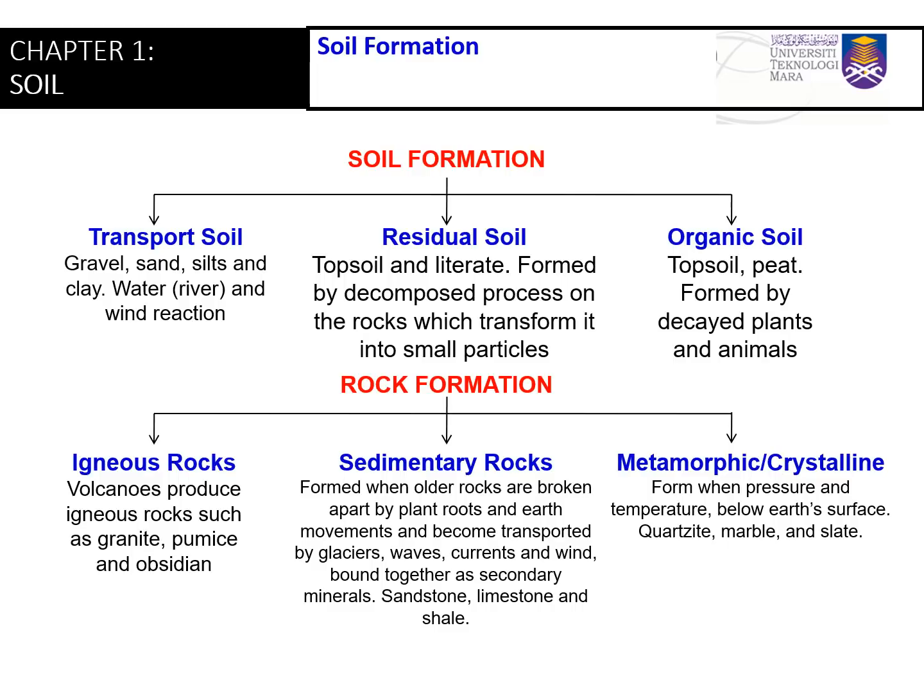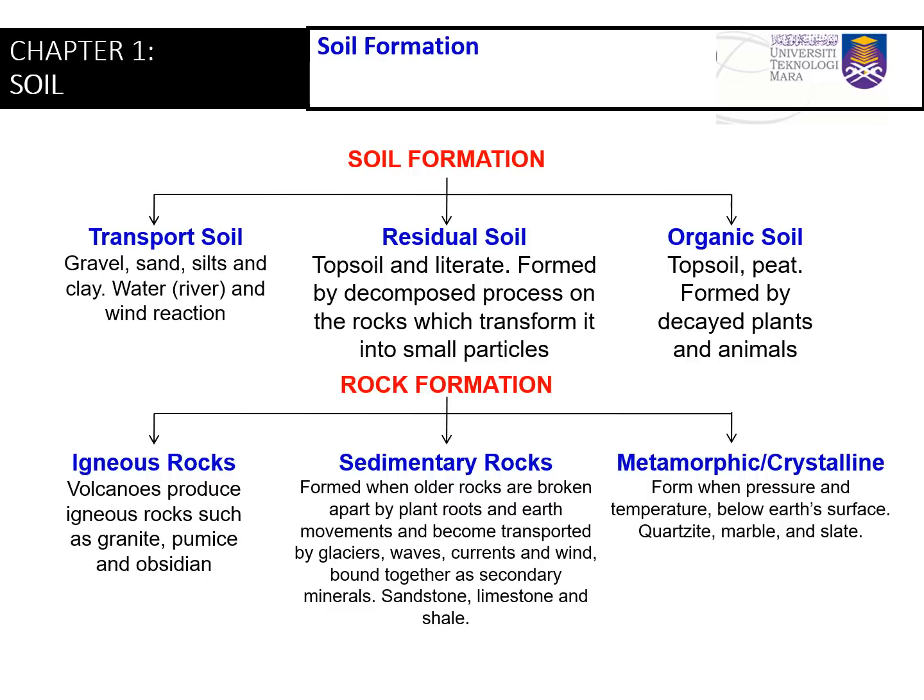Rock formation can be formed by three major processes. The first one is igneous rock. Volcanoes produce igneous rocks such as granite, pumice and obsidian. The second one is sedimentary rocks. It is formed when rocks are broken apart by plant roots and earth movement, and become transported by glaciers, wave currents, and wind, then bound together as secondary minerals: sandstone, limestone, and shale.